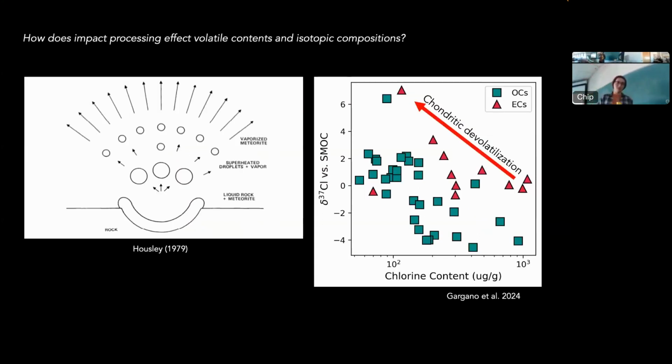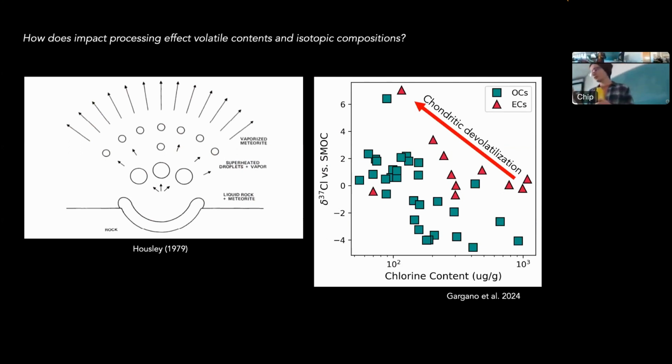And now the next question we need to address here is, how does impact processing affect the volatile contents and the isotope values of the materials? I really enjoyed the papers from Housley discussing the impact processes that occur in regolith. And I think this simple cartoon conveys this well in terms of we're dealing with a complicated problem of both adding material and losing it. And we really want to constrain every part of this to be able to know what's going on.